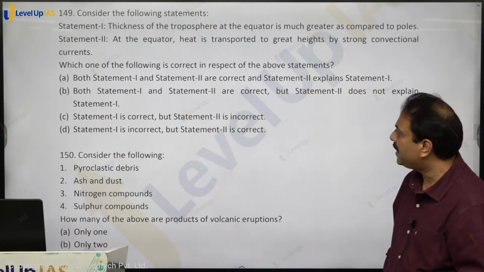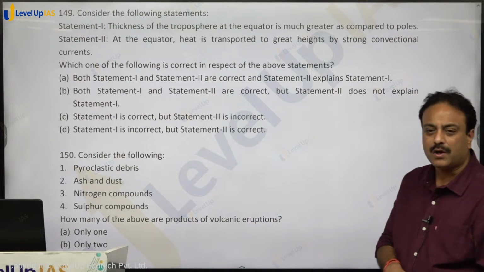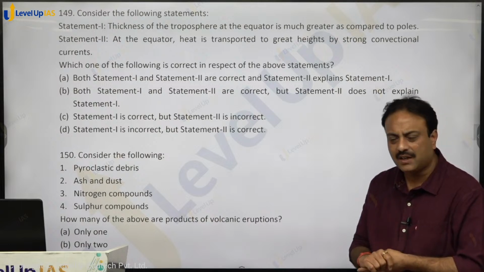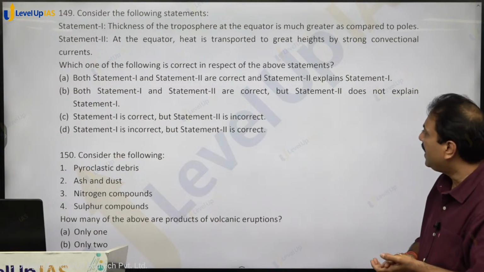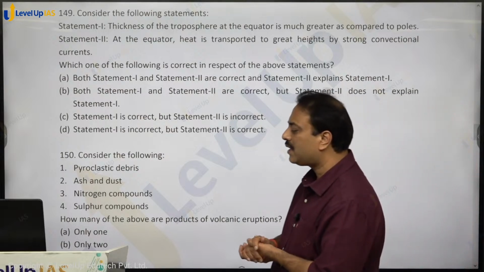Consider the following statements. The thickness of troposphere at the equator is much greater as compared to poles. Correct or not? The height is 18 kilometers. On poles it is 8 kilometers. At equator the heat is transported to greater height by strong convectional currents. So what happens on equator?